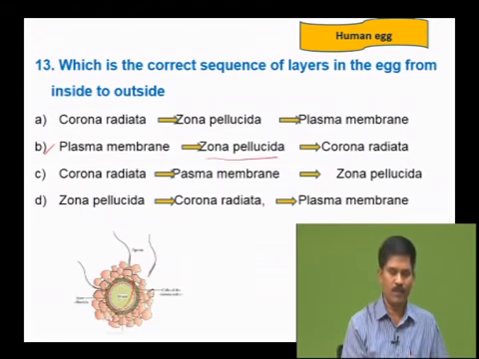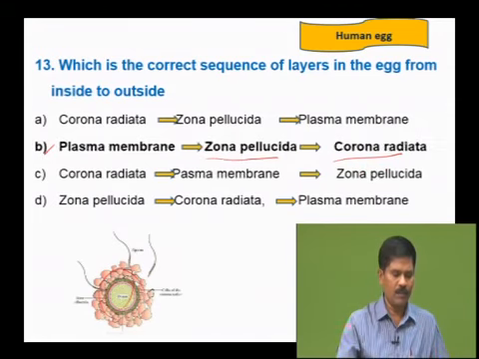It's also a vitelline membrane, which in turn is covered by epithelium with radiating projections. Therefore, this is the right option, that is B.